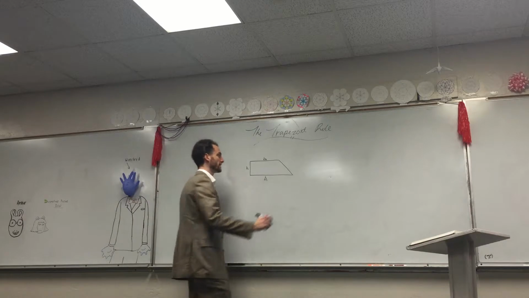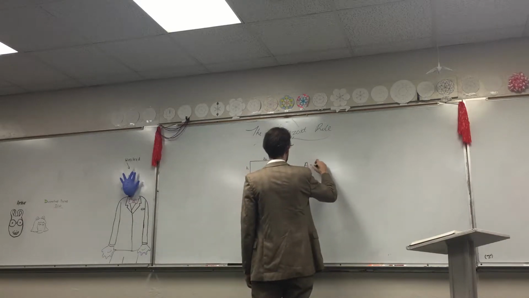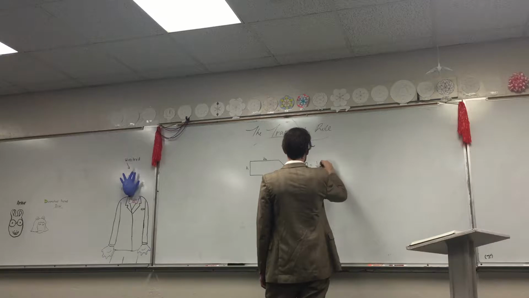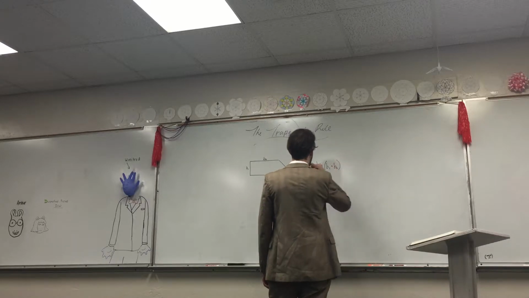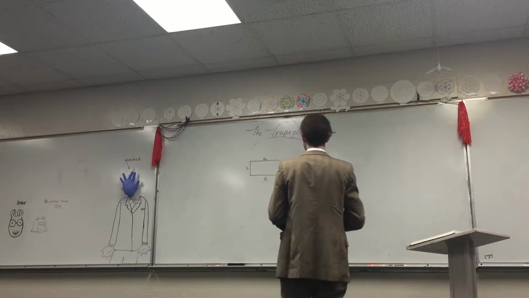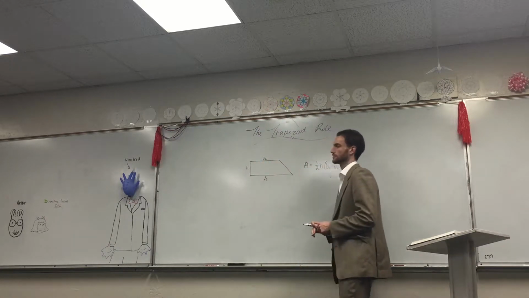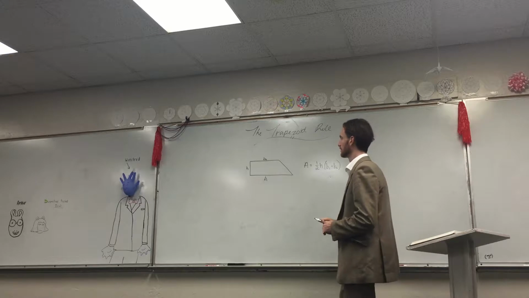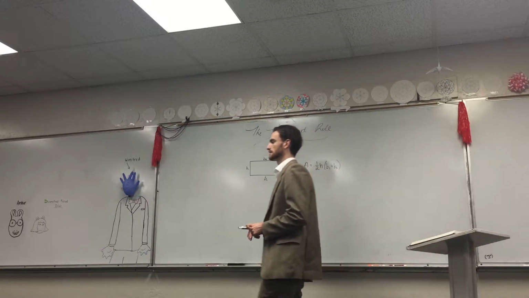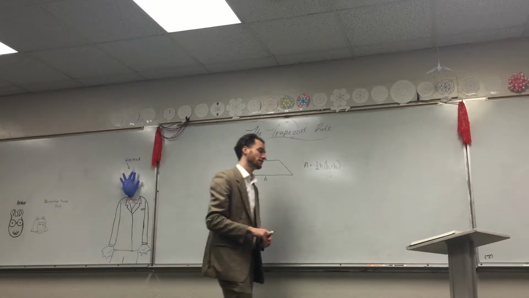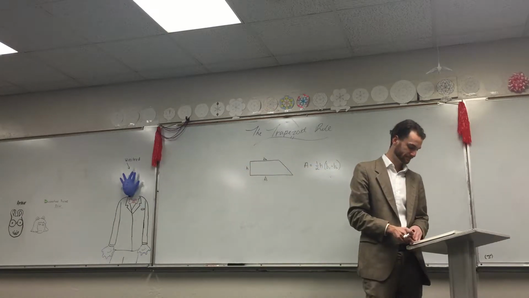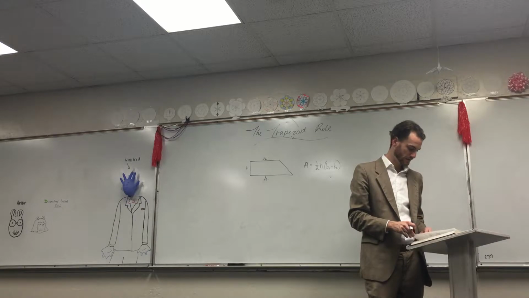Right? And the area of this trapezoid equals what? One half height times B1 plus B2, the sum of the bases. Right? Cool. Alright, so that's the area of the trapezoid. I think we all kind of remember that, right? More or less. Good.